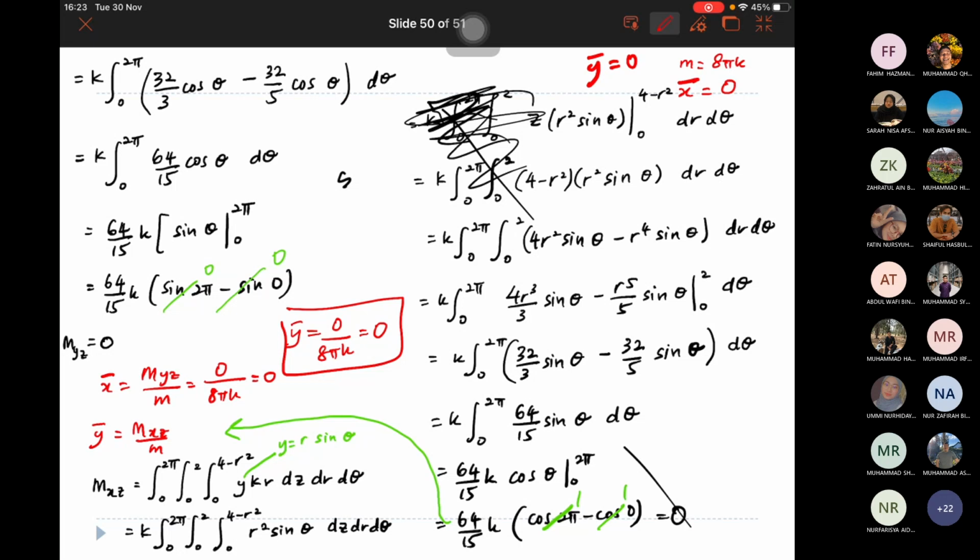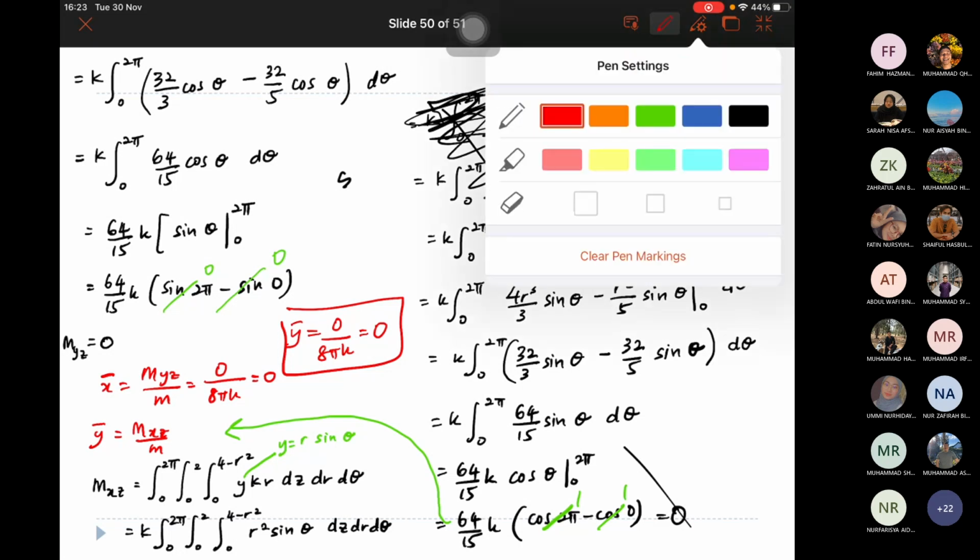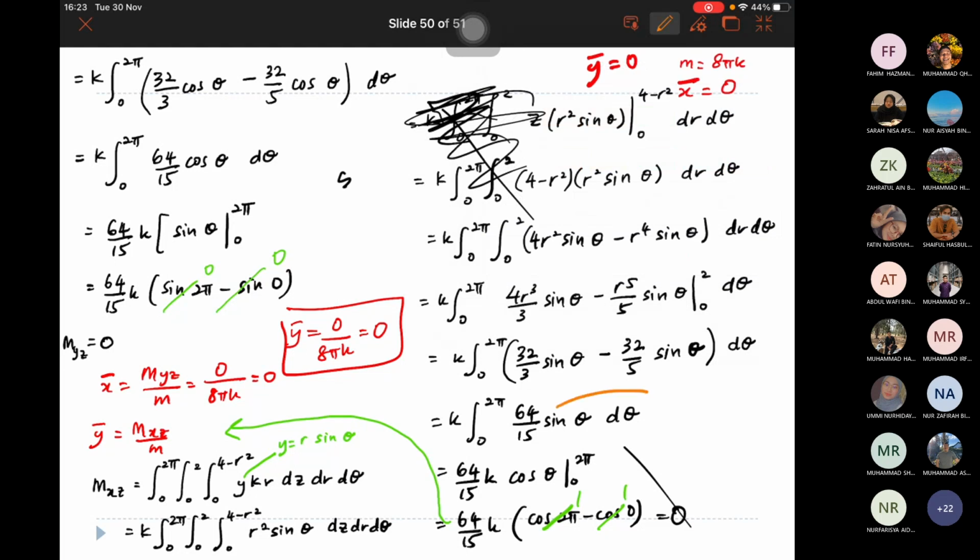Doktor, yang integrate sin tu jadi cos je? Kita integrate sin theta, dapat cos theta. Because this one is actually 64 per 15 K integrate 0 sampai 2 pi sin theta d theta. That's why dia jadi cos theta. 0 sampai 2 pi.